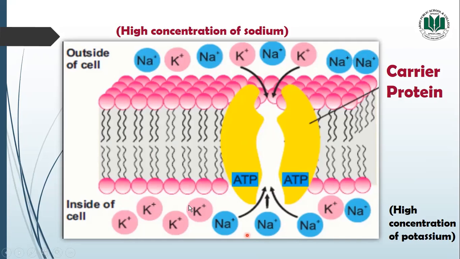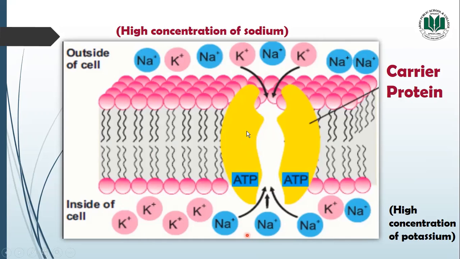We said that whenever the neuron is at rest, it has to maintain a high concentration of potassium on its inside and a low concentration of sodium on its inside. Are you getting this? Okay. So how will the cell maintain this? With the help of this carrier protein.